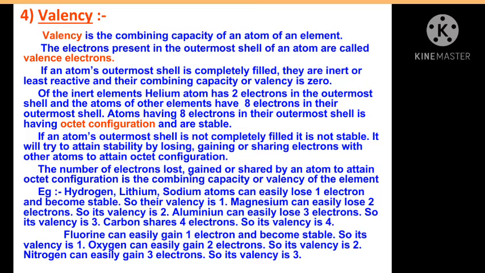Therefore, each one of them can lose one electron. So they are said to have a valency of 1. What is the valency of magnesium and aluminium? It is 2 and 3 respectively, because magnesium has 2 electrons in its outermost shell and aluminium has 3 electrons in its outermost shell.